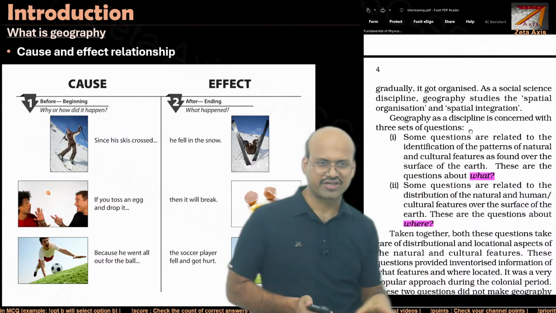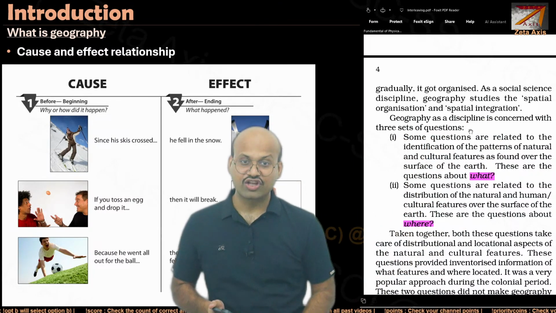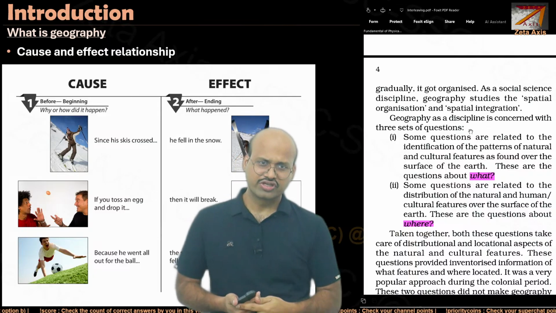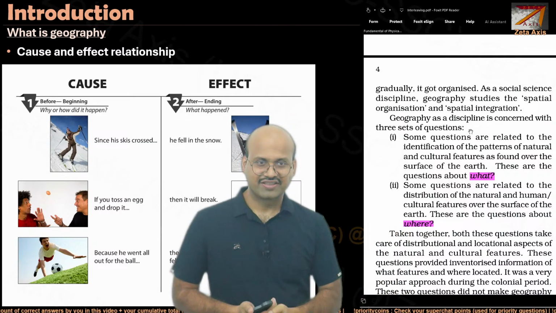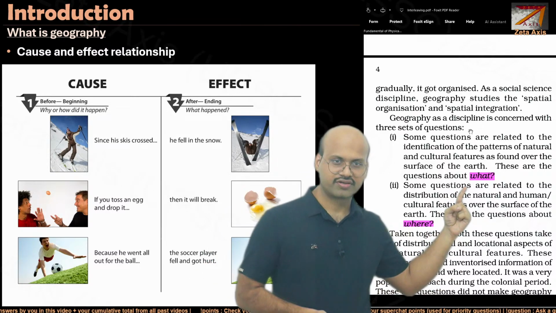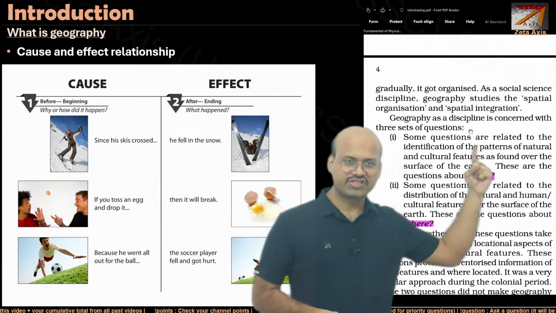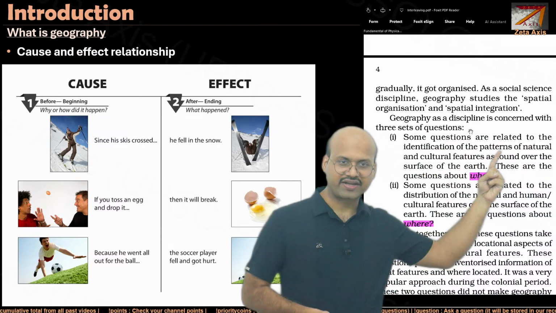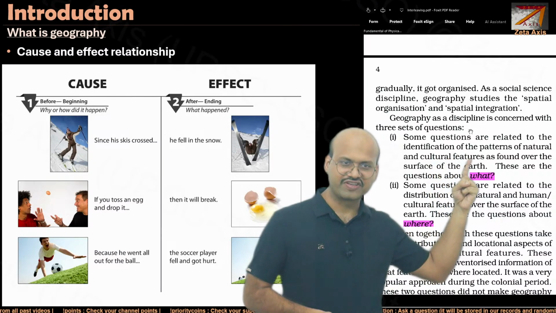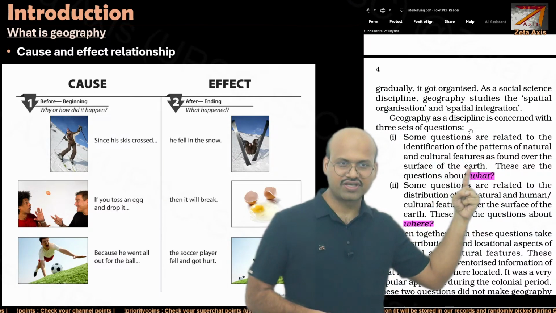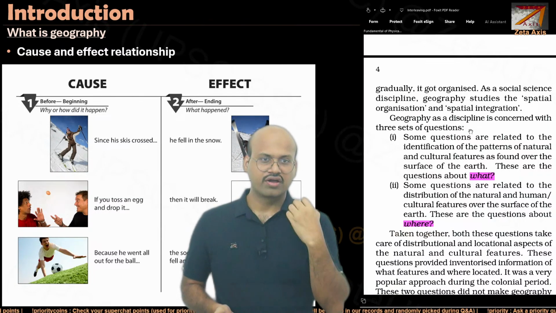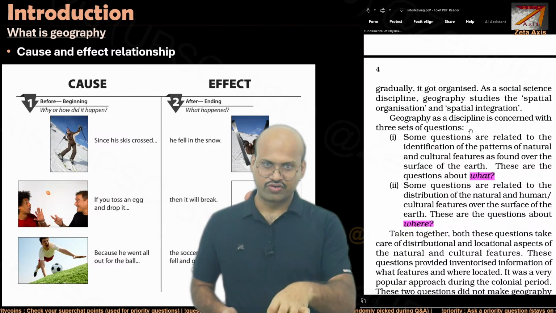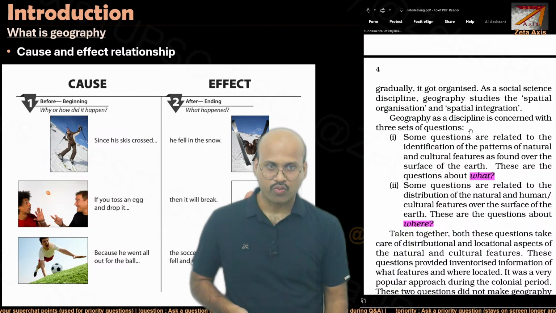Now, this is a very important philosophical understanding of geography, that what is geography. So, it says that geography is basically linked with three questions. The first question is what. Some questions are related to the identification of the patterns of natural and cultural features as found over the surface of the earth. That is, what kind of cultural or natural feature is found in a location. So that is the question of what.